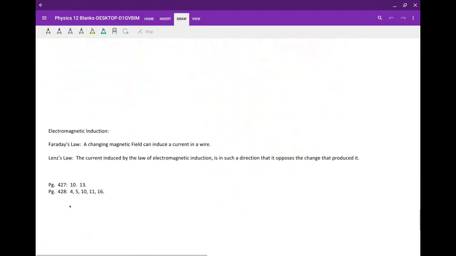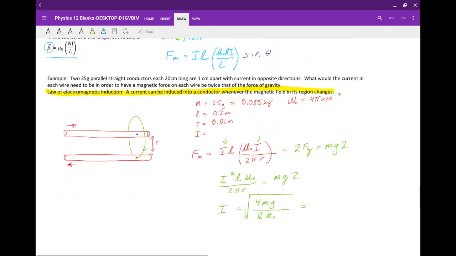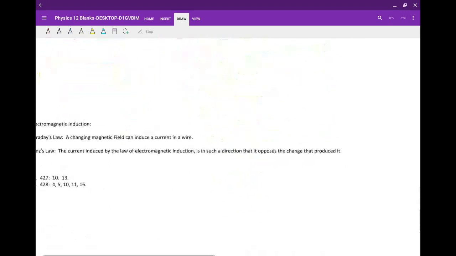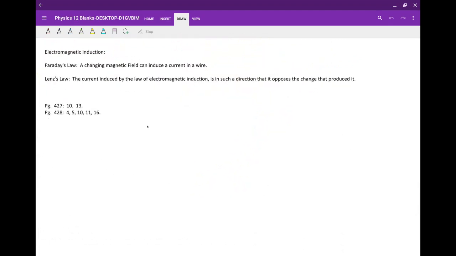That's actually Faraday's law, and our textbook calls it, or sometimes it's called the other way around, or whatever the case. It says a changing magnetic field can induce a current in a wire, essentially. It's kind of the idea, okay? Induced means you're sort of producing a current in a wire, right?